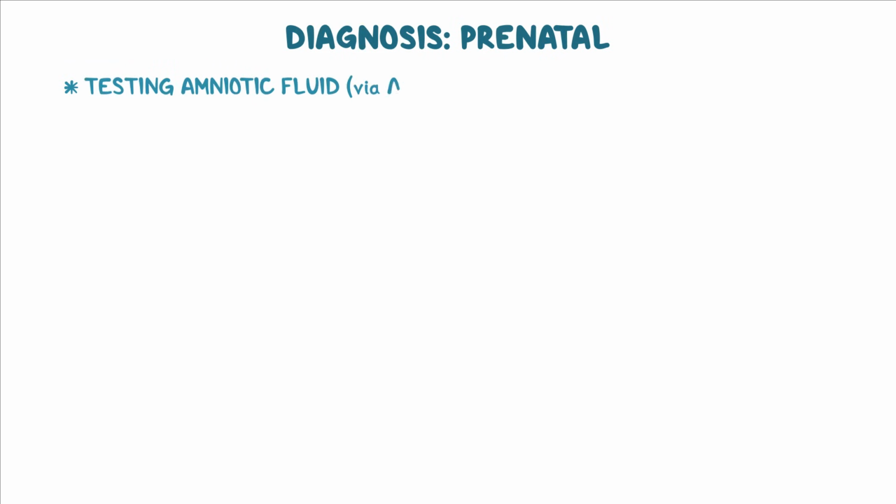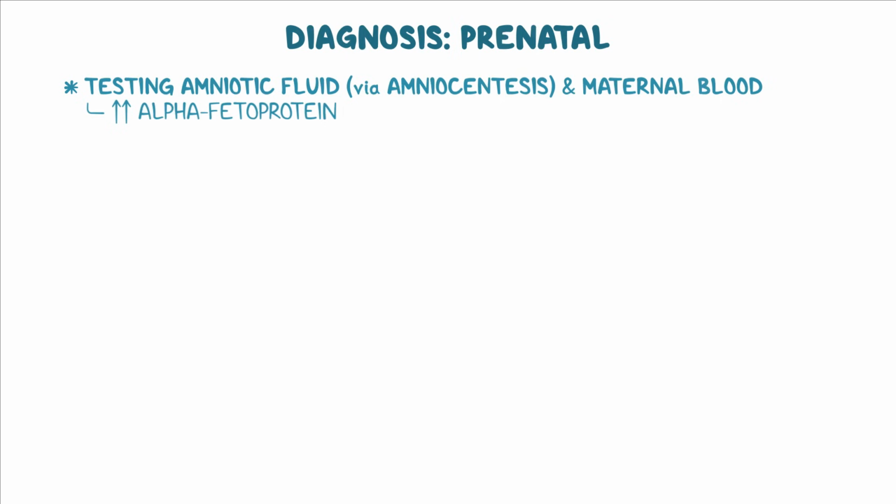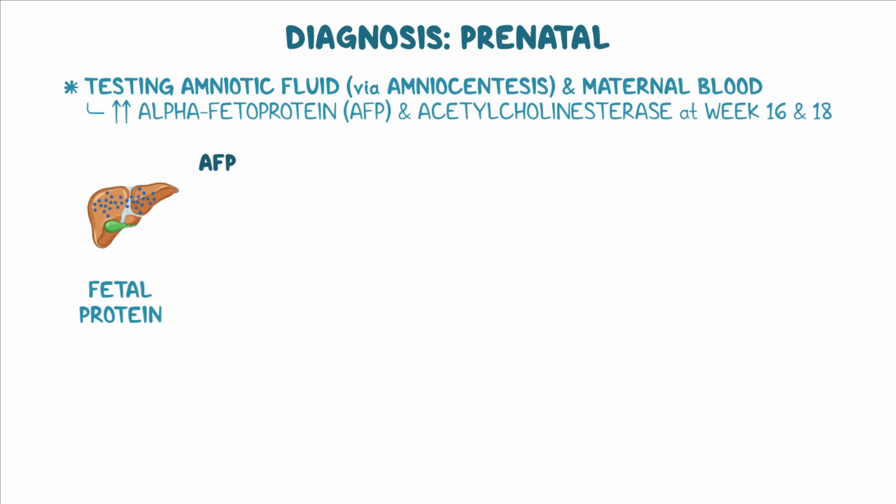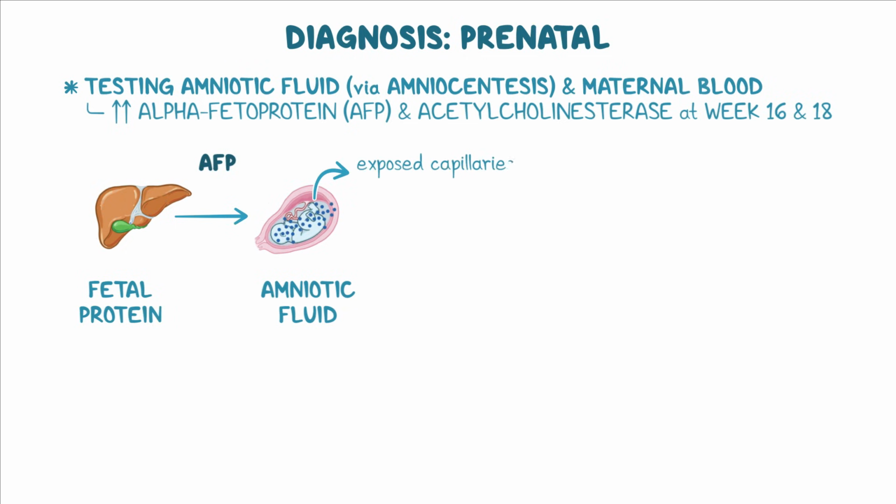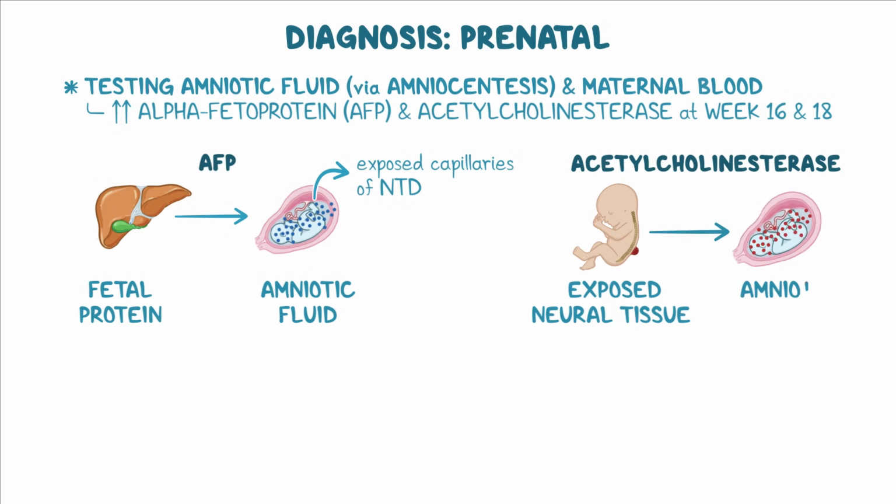The diagnosis of neural tube defects can be done prenatally or after birth. Prenatal diagnosis of neural tube defects is usually done by testing the amniotic fluid via amniocentesis and maternal blood for increased levels of alpha-fetoprotein, or AFP, and acetylcholinesterase at weeks 16 and 18. AFP is a fetal protein produced by the liver and leaks from the fetus into the amniotic fluid through exposed capillaries of the NTD. Acetylcholinesterase, on the other hand, leaks directly from exposed neural tissue into the amniotic fluid.